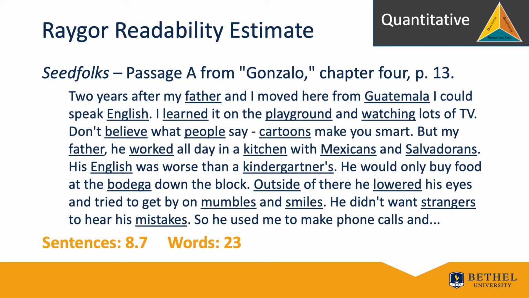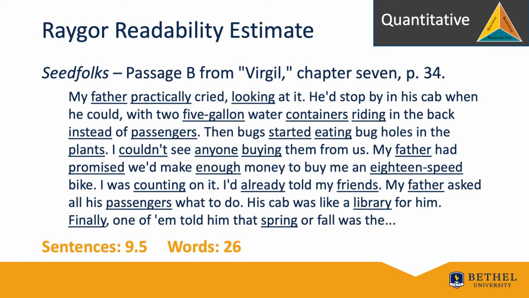Note in passage A here, the underlined words represent those that are 6 letters or more, and the total number of sentences that are counted, including any fraction, for example, 3.5, 5.2. Here is an example with passage B. Again, note the underlined words as they represent those that are 6 letters or more, and again, the total number of sentences that are counted included any fraction.